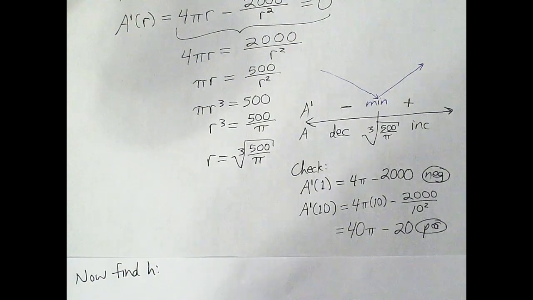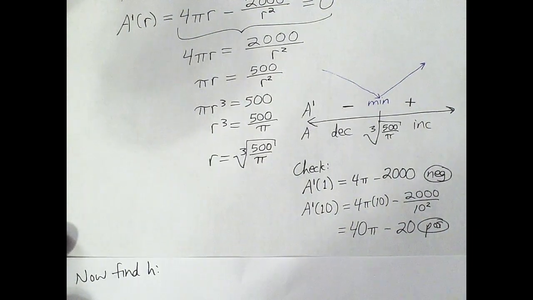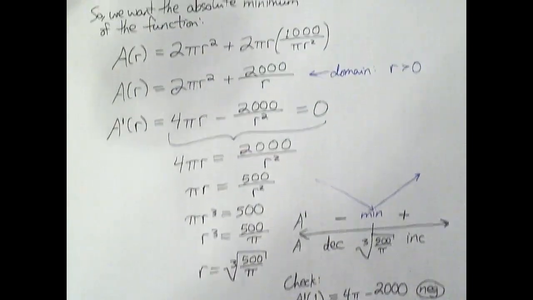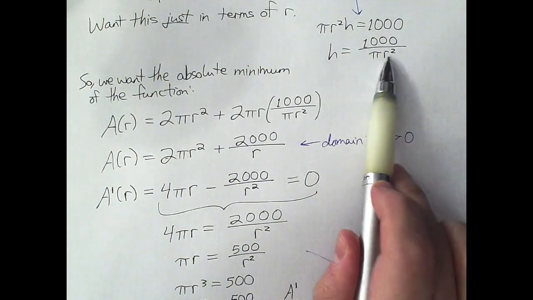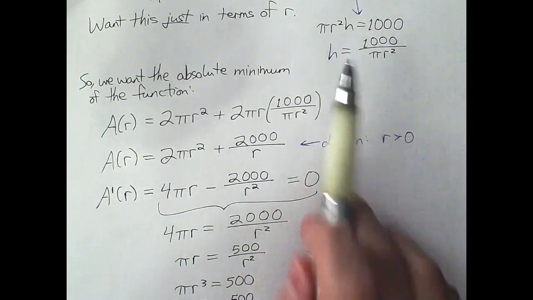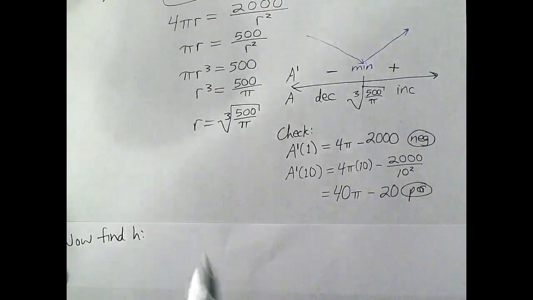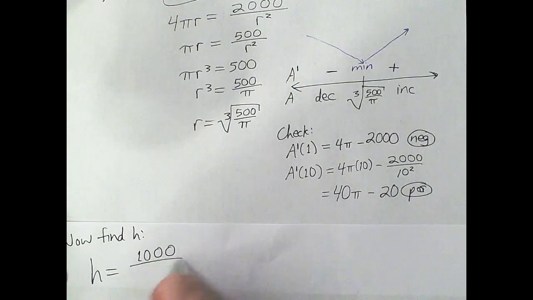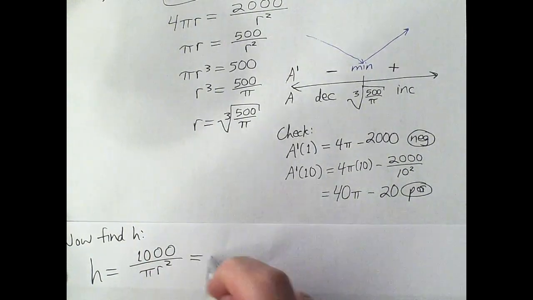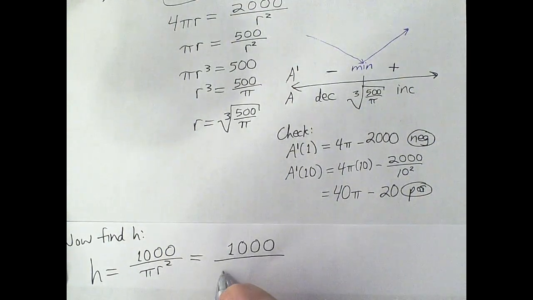Like I said in the previous problem, you usually have something on your page already that'll help you find h, or find the other variable. I'm going to move the page up just for a sec to show you. And boom, there it is. h equals 1,000 over pi r squared. Let's use that. We already have h in terms of r. All we have to do is h equals 1,000 over pi r squared, but we have to put in this weird number that we found for r and then see if we could simplify it.